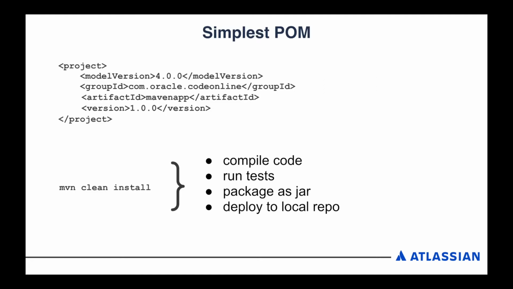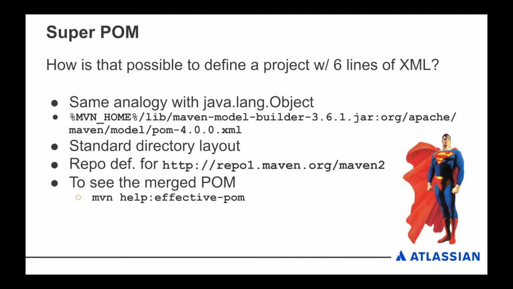So this is the simplest POM with the group ID, artifact ID, and the version. And when we execute the maven clean install command on the project, the code will get compiled, the tests will run if any exist, the project will be packaged as a jar file and deployed to our local repository, which resides under the .m2 folder under user home. But how is that possible with 6 lines of XML?